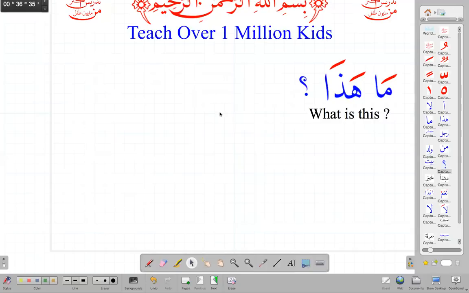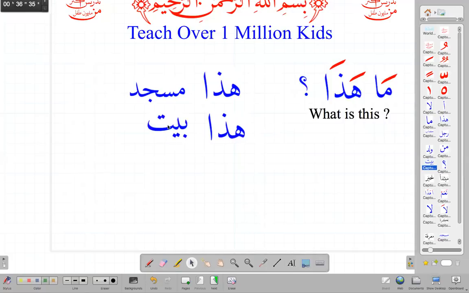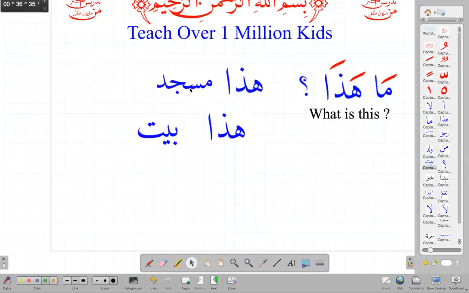And then we answer by the sentences we learned. We answer by hada masjidun. Hada masjidun. Or hada baytun. Hada baytun. Ma hada, hada masjidun, hada baytun. Okay? Is this correct?